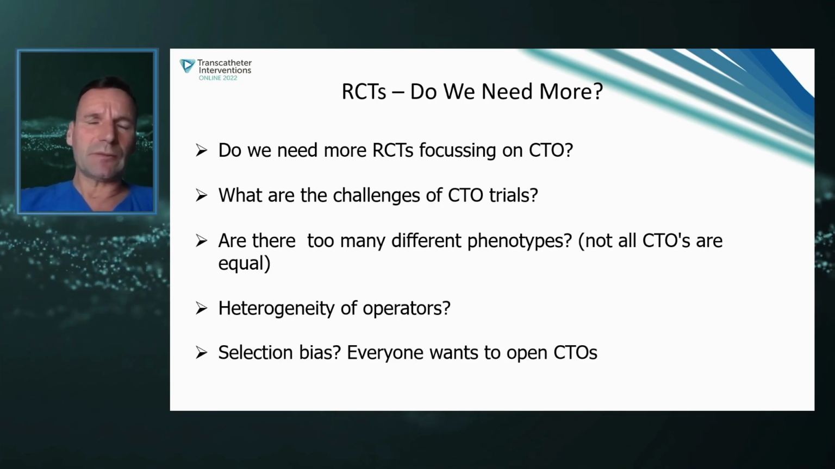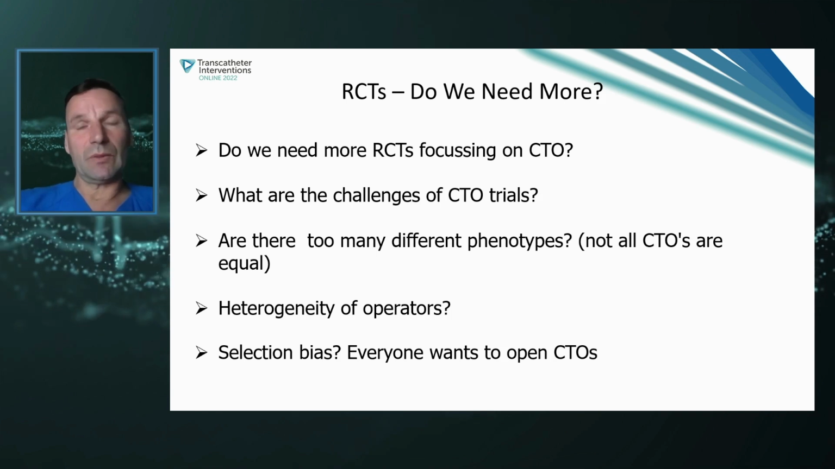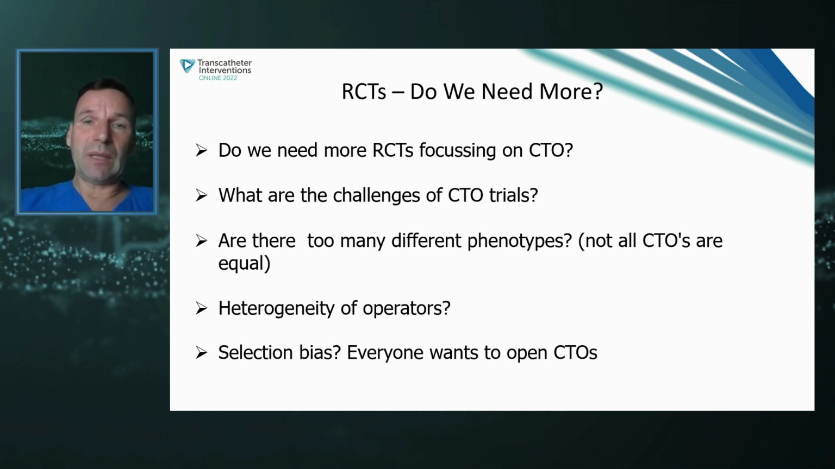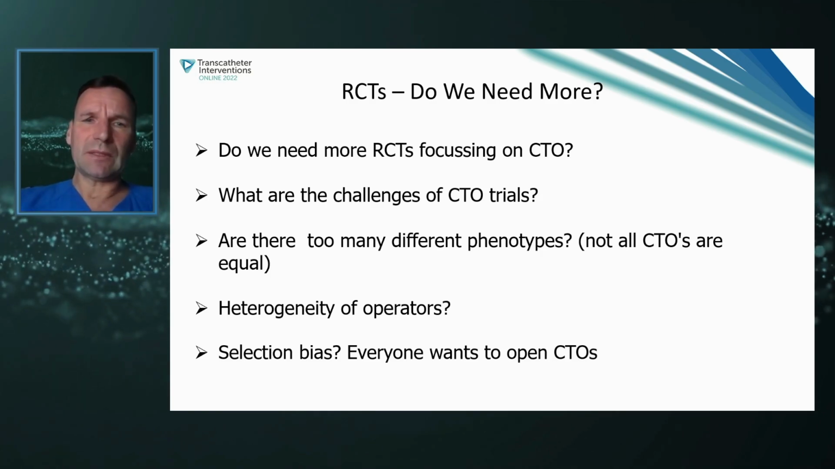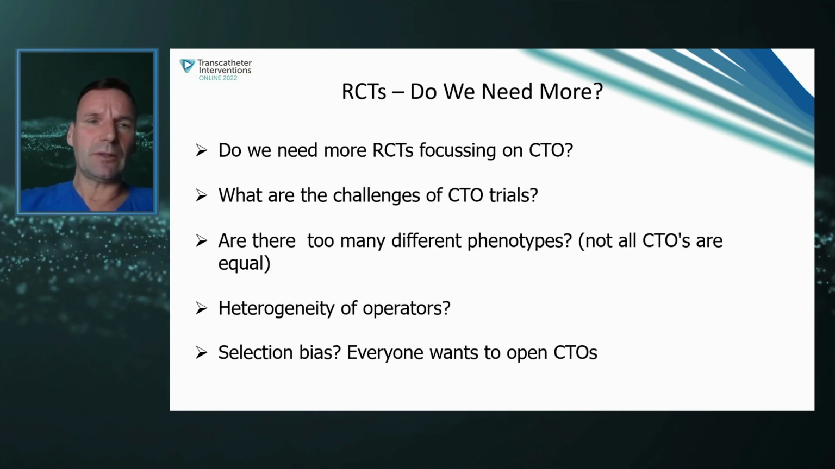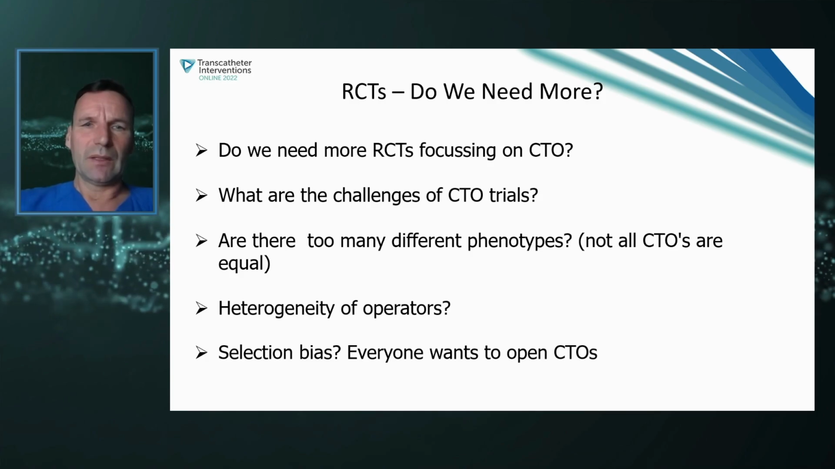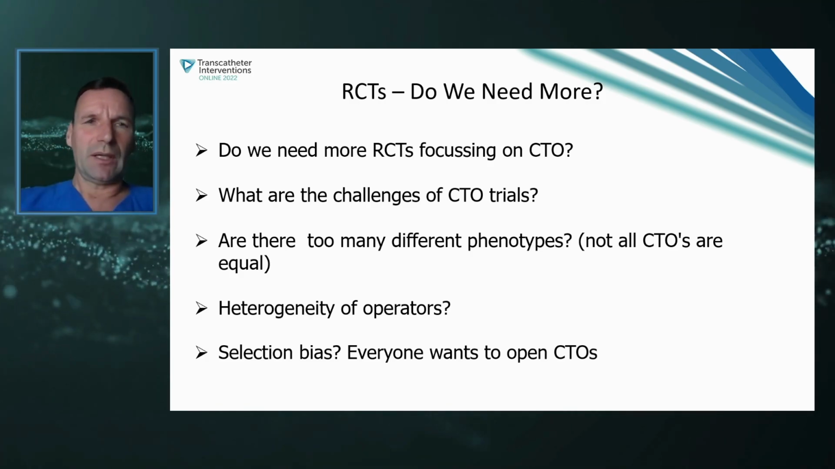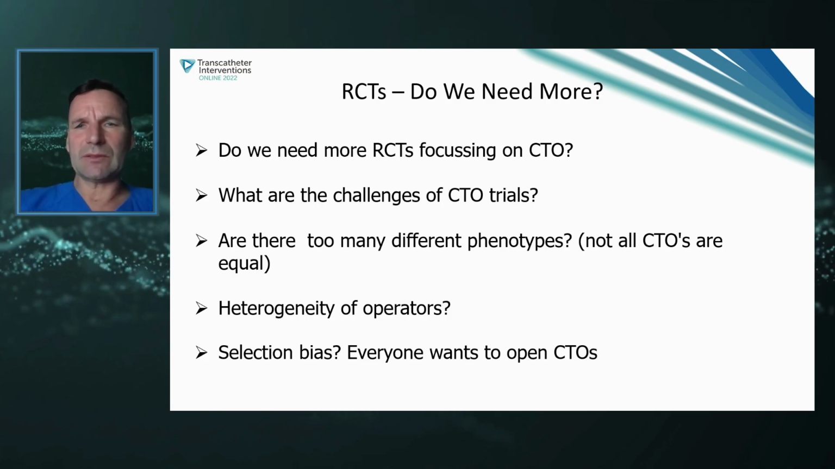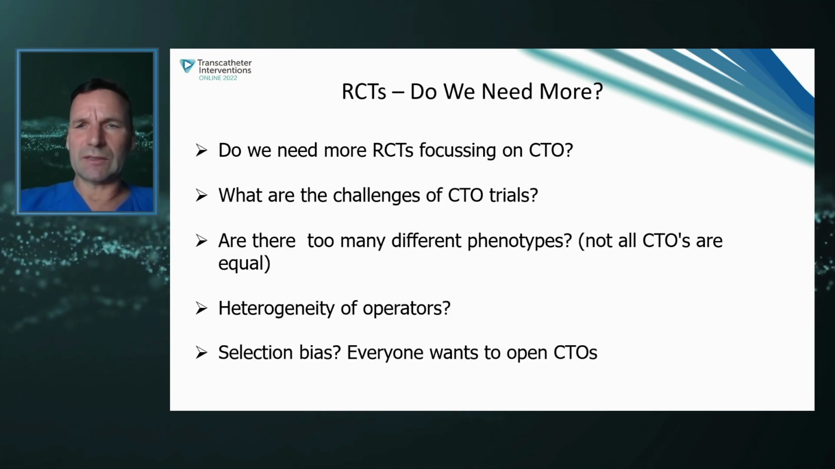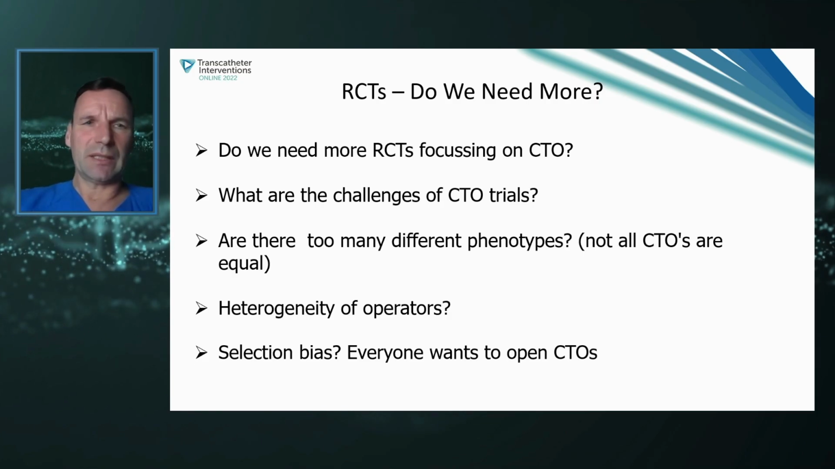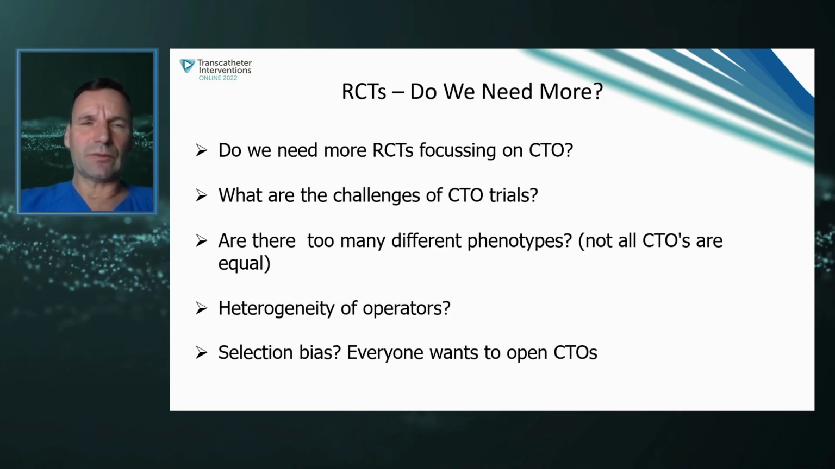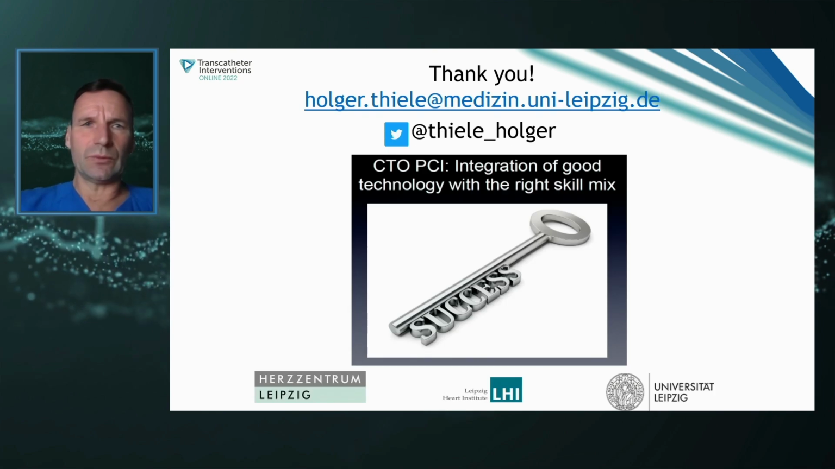What are the challenges of the previous and also the future CTO trials? Are there maybe too many different phenotypes, and maybe also the heterogeneity of the operators may play a role? And then we also have selection bias, because everybody wants to open a CTO, and maybe we have a selection bias also in the previous randomized trials, that the high-risk patients were not included into these trials. And with this, I would like to thank you, and I'm looking forward to the discussion.